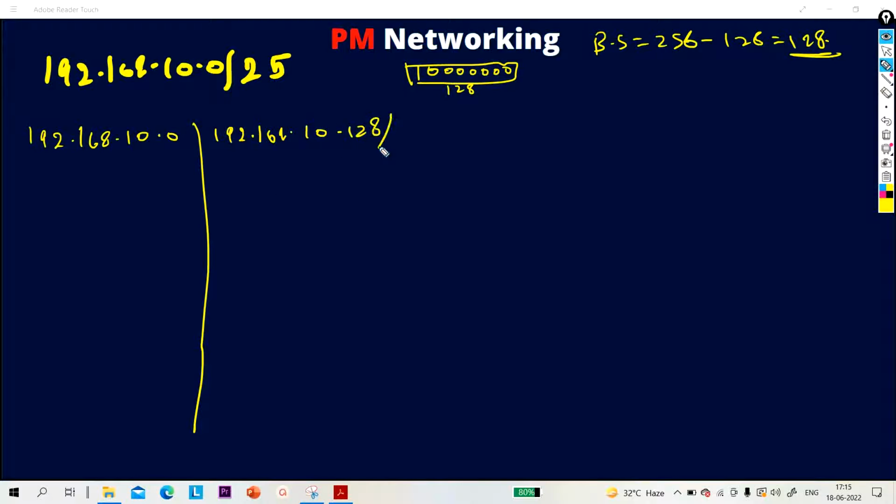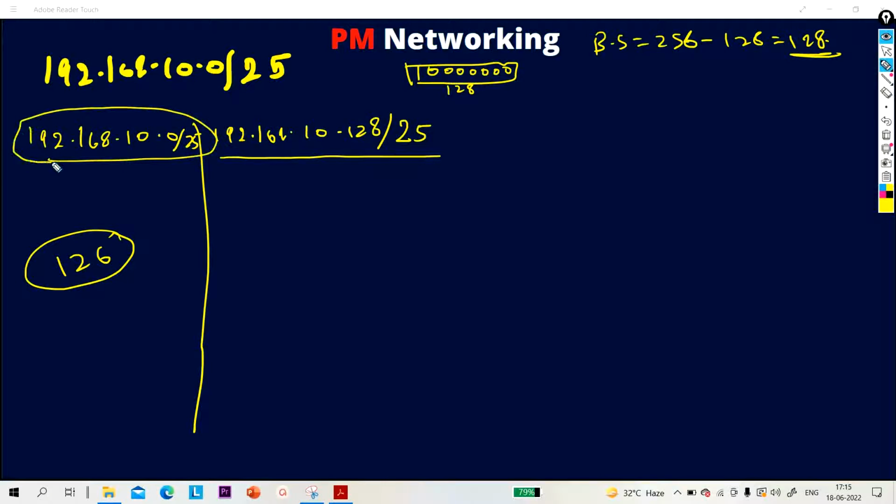So this is my second network /25, and this is my first network /25. Here you can configure 126 computers, right? How many valid hosts will be there? 126. Now for department 2, we will do VLSM from this network. This is fine for department 1. I will give this network ID with /25 to department 1.